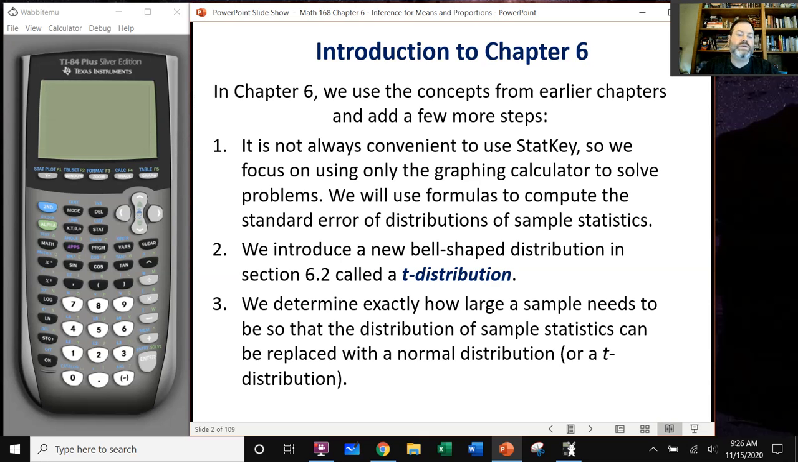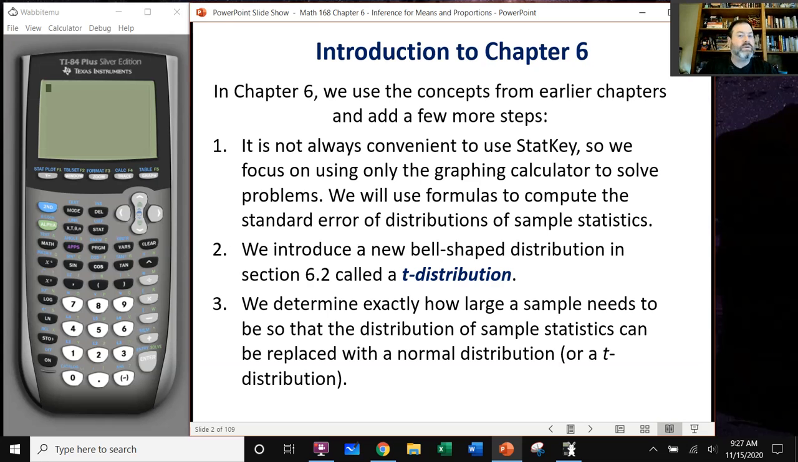Number 2, we introduce a new bell-shaped distribution called a t-distribution. So that's going to be in section 6.2, so it's a few videos away still, because the section order is out of sequence intentionally. So this will be like halfway through Chapter 6 where we'll introduce this t-distribution.